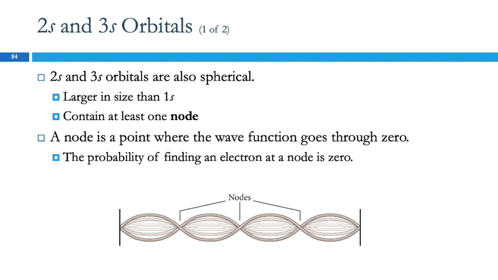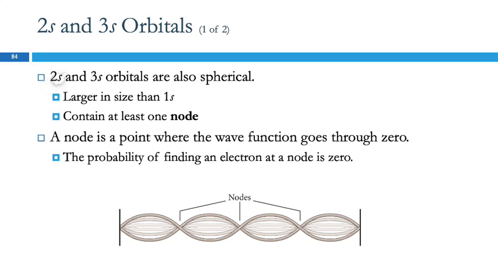So the 1s orbital is spherical. Spherical starts with an S, so that's kind of a nice coincidence. 2s and 3s orbitals are also spherical. Their principal quantum numbers are larger. The orbitals are larger in size, and they're higher in energy.